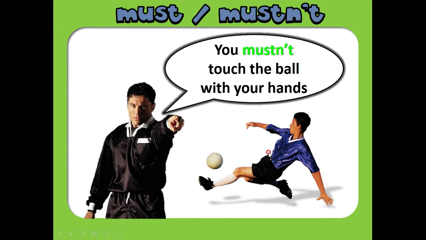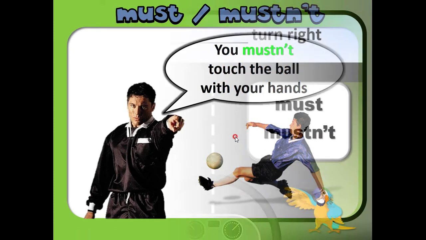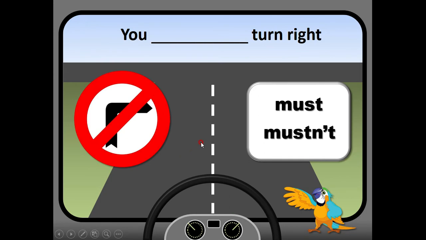The next one, this boy is playing football. So in football, do you think you are allowed to touch the ball with your hands? No. So you have to use mustn't. You mustn't touch the ball with your hands. Got it? Okay, let's turn to some exercises.